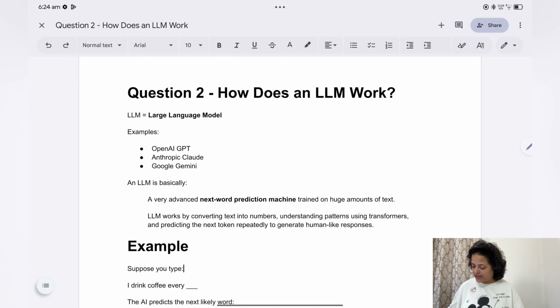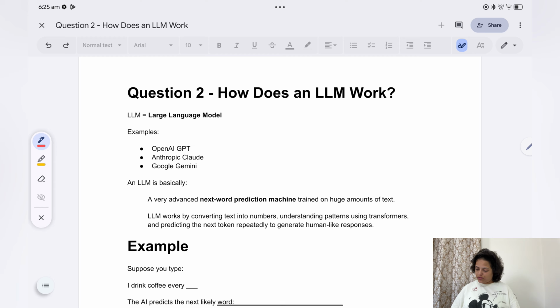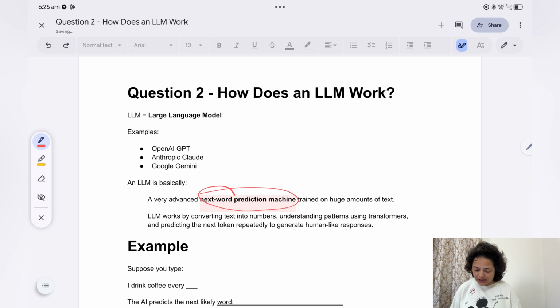Hey guys, now let's discuss a new question, which is: what is an LLM? An LLM is a large language model. For example, OpenAI's GPT, Anthropic's Claude, and Google Gemini. An LLM is basically a very advanced next word prediction machine. This is the important thing: next word prediction.